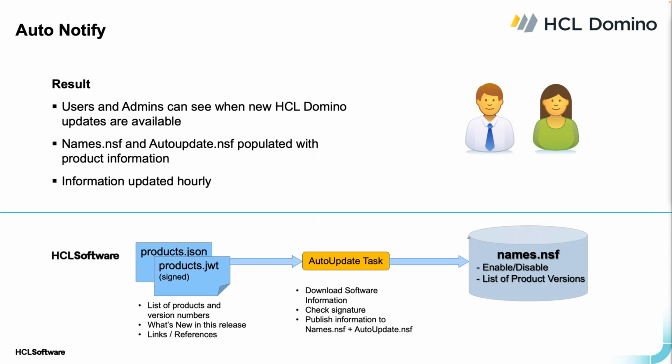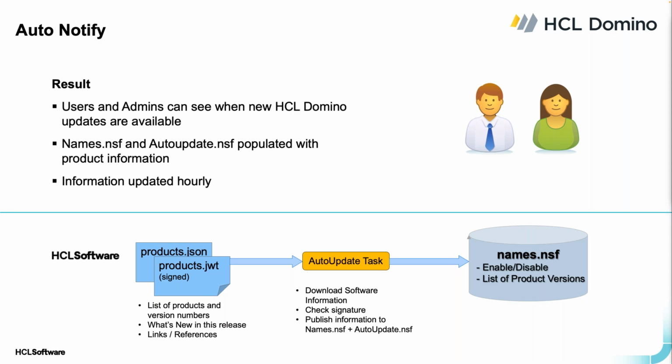As a result of that, this information is going to be publicly available within your environment. So administrators and also any user can see what versions of Domino and nodes and the like are available. As I said, it's stored in the names.nsf and also stored in a new database called autoupdate.nsf that we are going to handle in a minute.